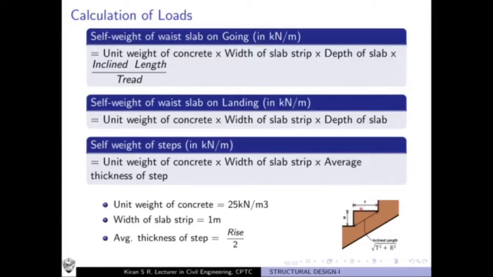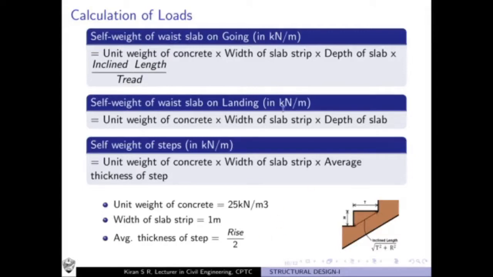The steps also contribute to the dead load of the staircase. So we have to find the self weight of the steps to be equal to unit weight of concrete into width of slab strip into average thickness of the strip. The average thickness of the step is taken as rise divided by 2. So you see this figure, this is a triangular element, the step is a triangular element and rise is this much, and the thickness of the step varies from 0 to a maximum equal to rise, and on an average you take it as rise divided by 2.